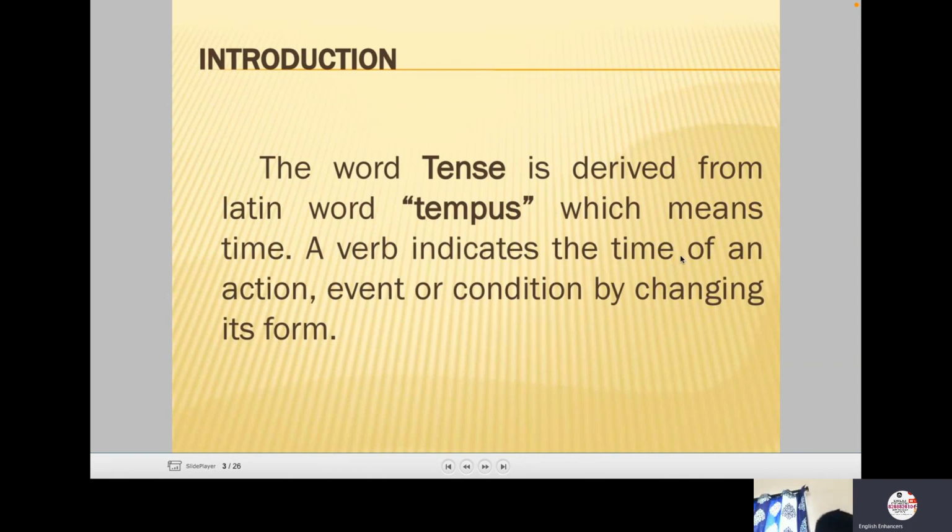A verb indicates the time of an action, event or condition by changing its form. यानी कि जो कार्य हो रहा है वो कब हो रहा है, अभी हो रहा है, होएगा या हो चुका है. So tense and verb are very connected. काम कब हो रहा है, काम हो चुका है या फिर होएगा, किस हिसाब से.